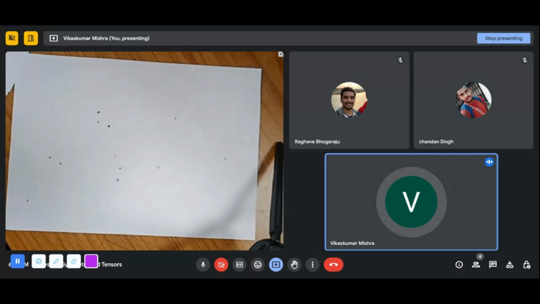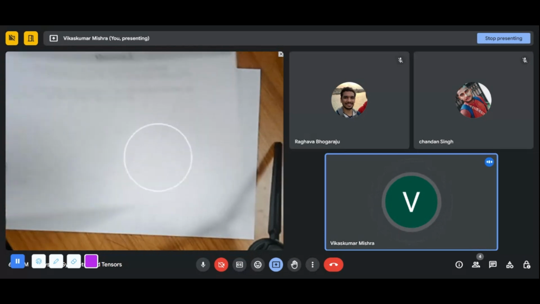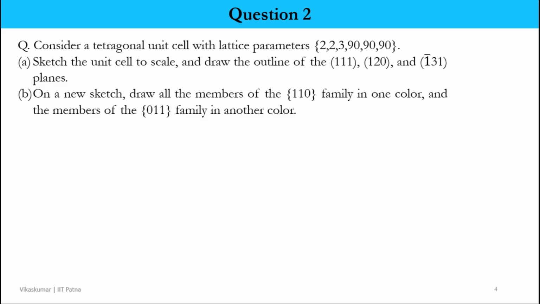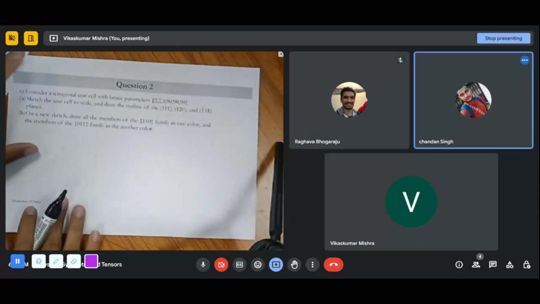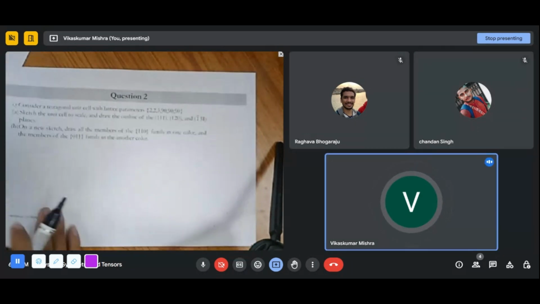Let me know if there is any doubt in question number 1 before we get to question number 2. Okay, seems like there is none, so we'll proceed to question number 2.